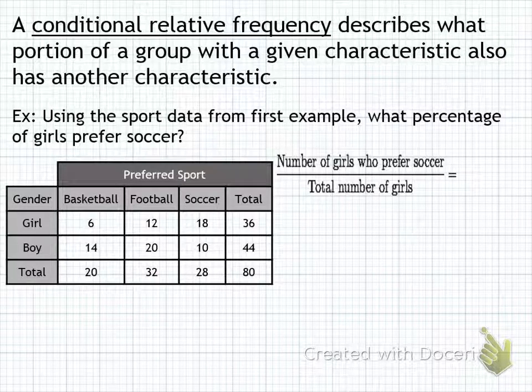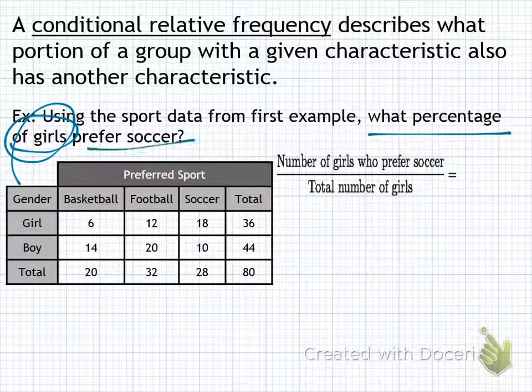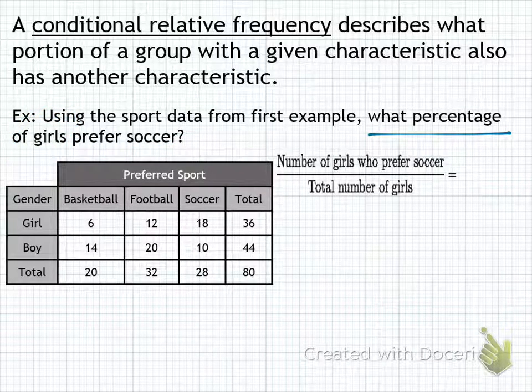An example problem like this might say, what percentage of girls prefer soccer? So this was the same data from the last example. So I would say, okay, what percentage of girls prefer soccer? So I'm not just saying what percentage of the people surveyed, because this total that we've been using is the people surveyed. But instead, I want to know what percentage of girls prefer soccer.